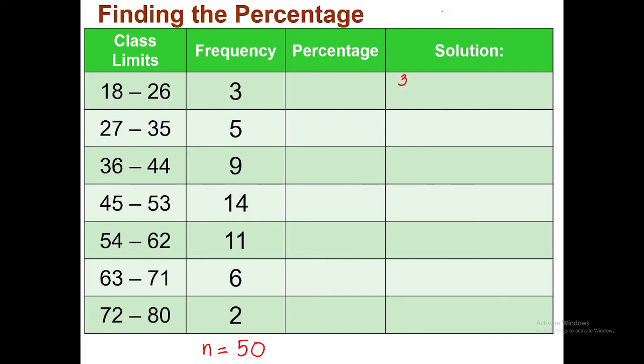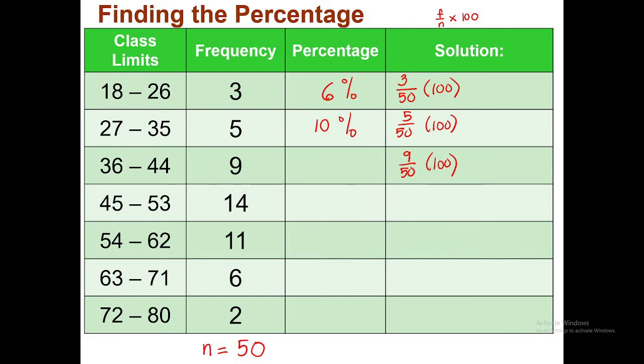Correct. F divided by N times 100. So, meaning 3 divided by 50 times 100. What's the answer for this? That's 6%. Correct. 6%. What about 5 divided by 50 times 100? 10%. What about 9 divided by 50 times 100?